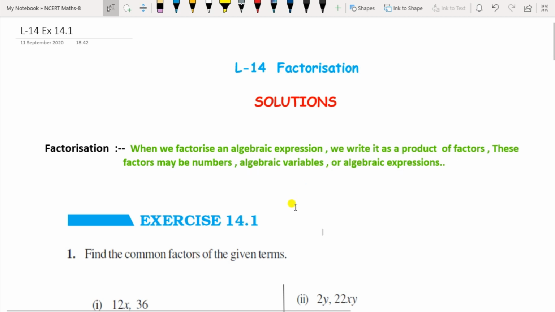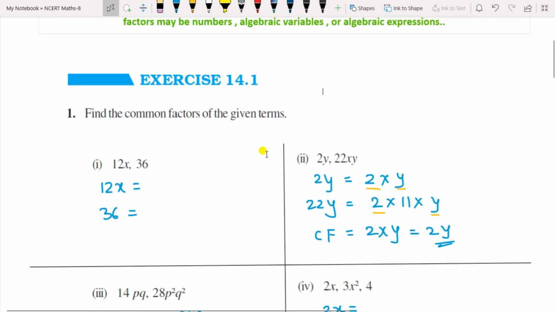In short, what does factorization mean? You have to take out the common factors, that is the highest common factor of the given algebraic expression. That is called factorization. So we will come to know when we start the exercise. So let us start with exercise 14.1.